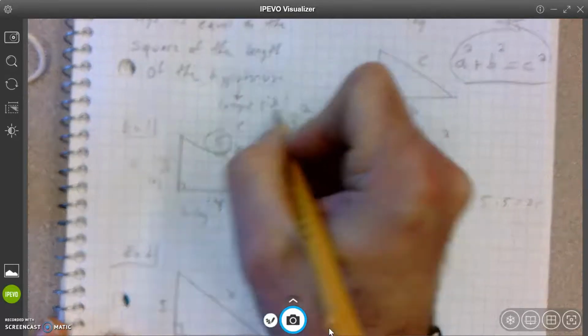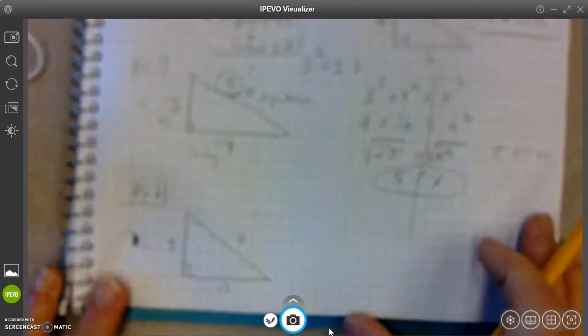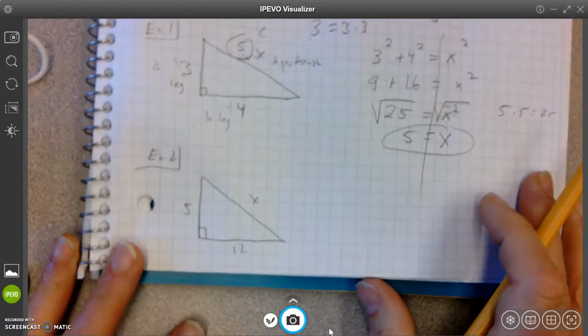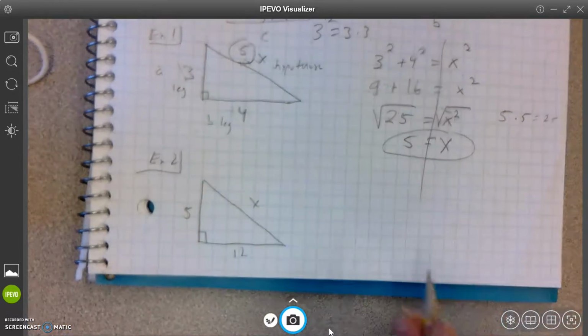A little note to myself just to make sure I remember that. Hypotenuse is the longest side. Well, let's try another one. Example 2. If you think you're good, you can try it on your own. Pause the video. What do you get? Ooh, okay, let's try it.